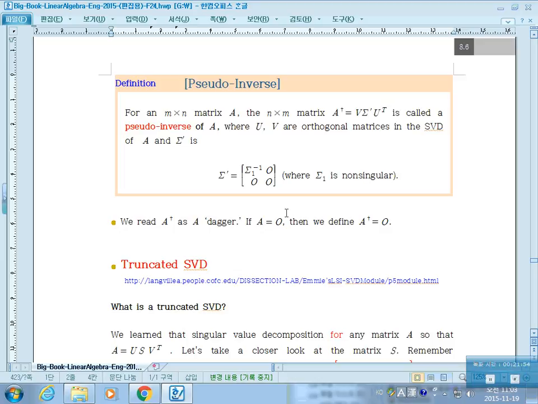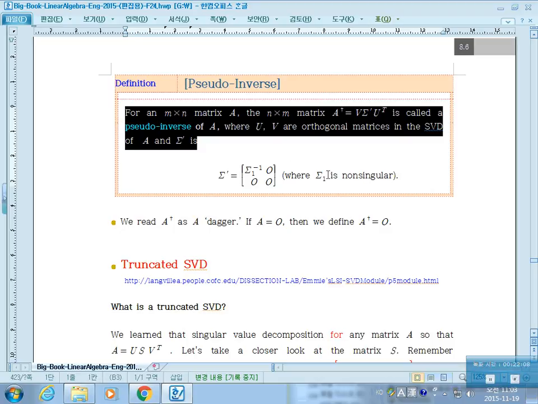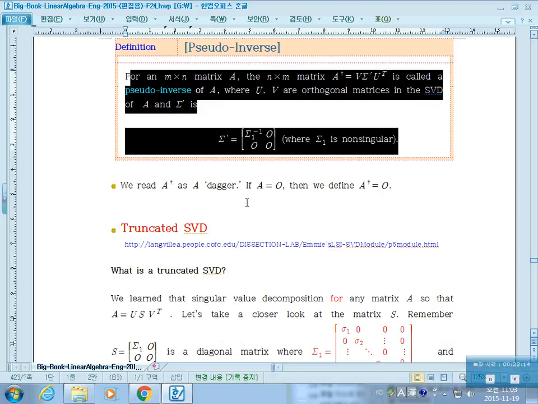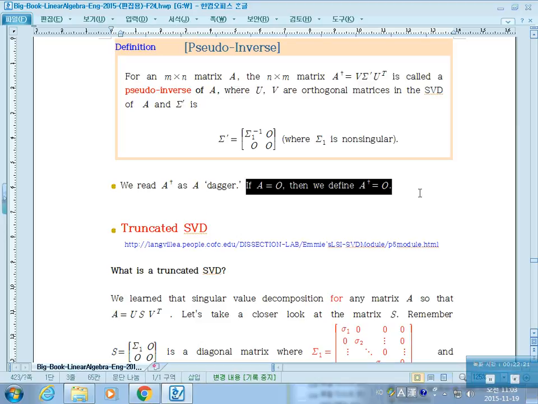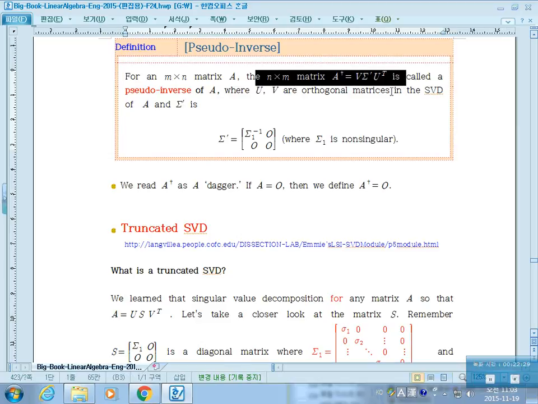Even if it is a general rectangular matrix, which can be singular, you can always find the pseudo inverse. For any size of any matrix, you can find the pseudo inverse. This is called A dagger. And if A is a zero matrix, then A dagger is a zero matrix, and the size is n by m instead of m by n. So A dagger is an n by m matrix.